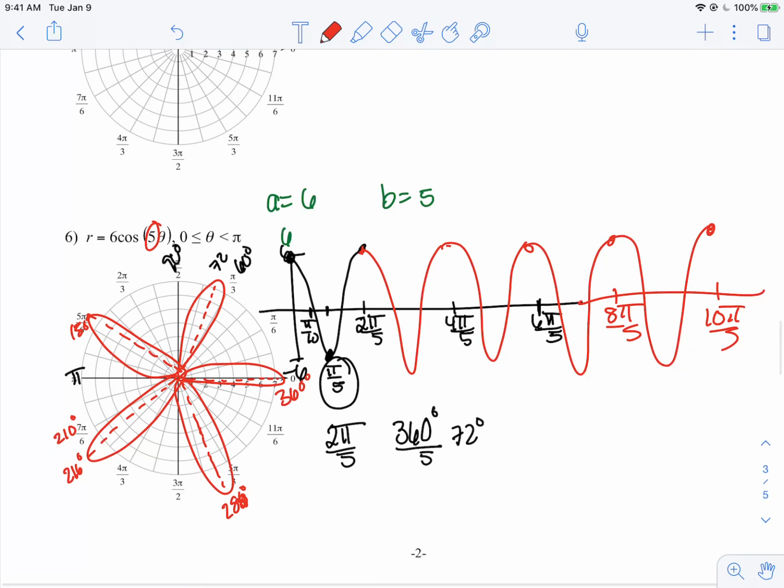I like the way I did it better, where I just take 360, divide by the number of petals. Definitely start the helper graph with one period to see where you start and where the first petal is going to be. And then after that, use symmetry. So that's what I would do for these multiple ones.